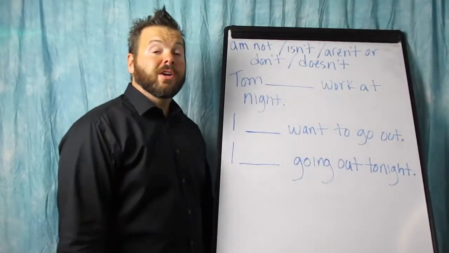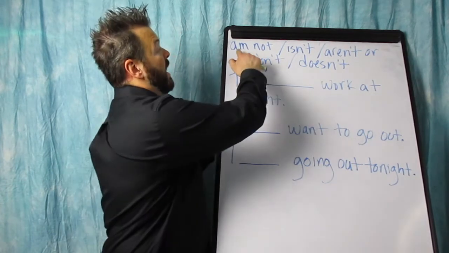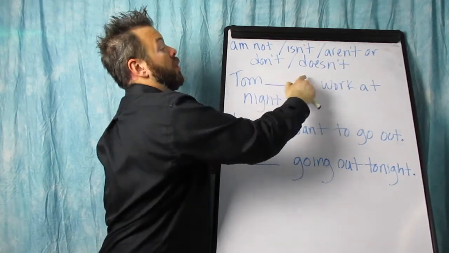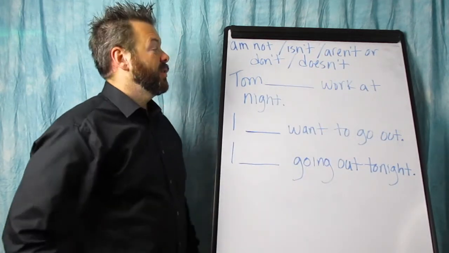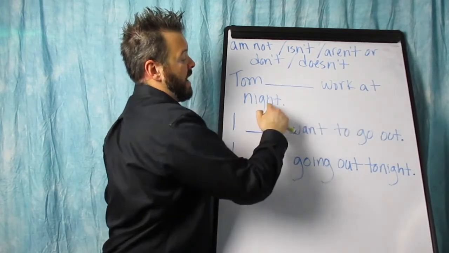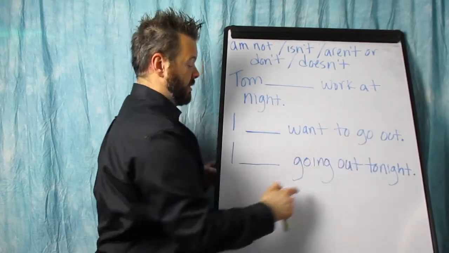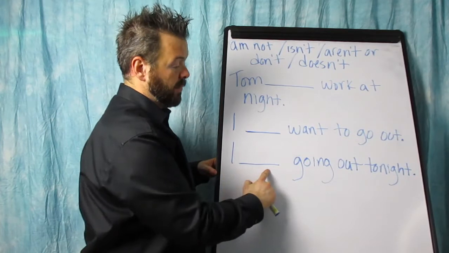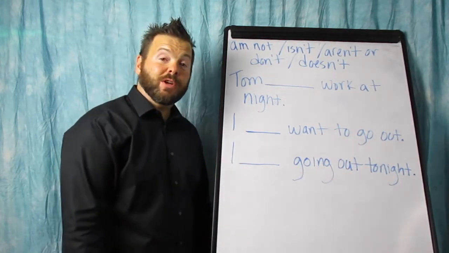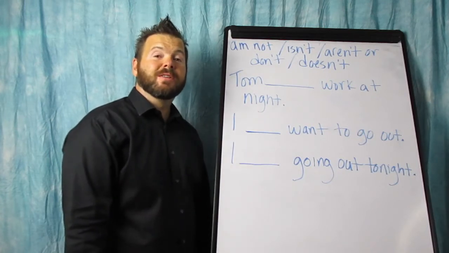Okay, here we're going to make sentences in the negative form using am not, isn't, aren't, or don't, or doesn't. So let me read these for you. Tom work at night. I want to go out. I going out tonight. Pause the video here, write everything down, complete the sentences, or we can do them together. See you in a moment.